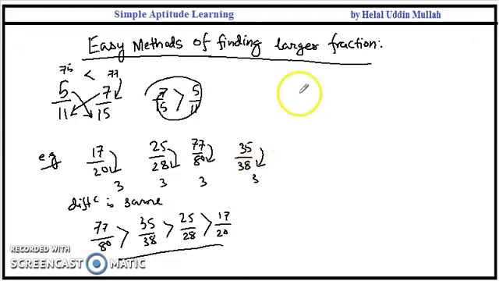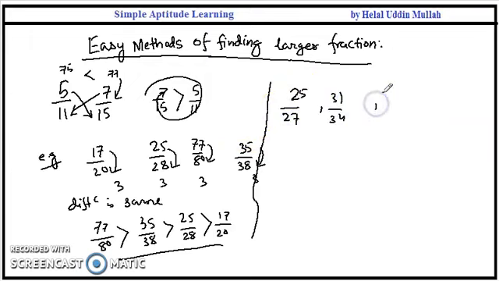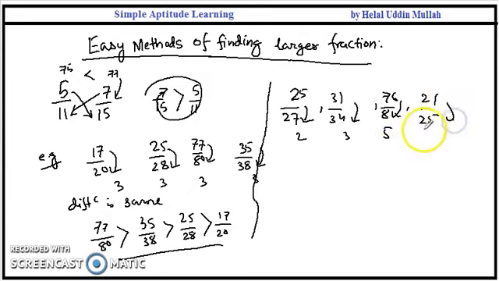Again, we can have examples where this common difference is not equal. Like if we consider an example with values like 25 by 27, 31 by 34, 76 by 81, 21 by 25. In such cases, the differences are different: here it is 2, here 3, here 5, and here 4.